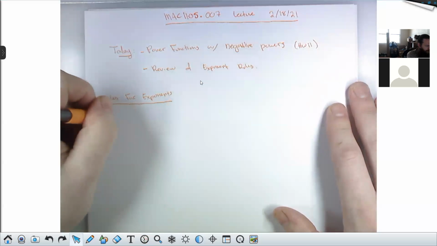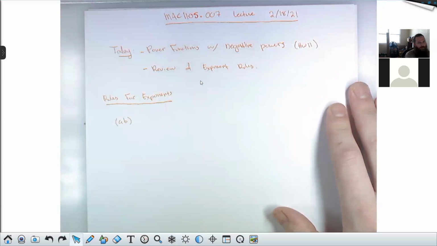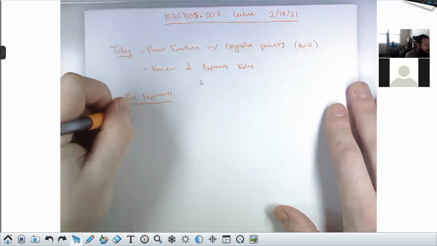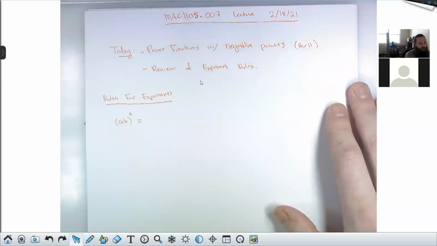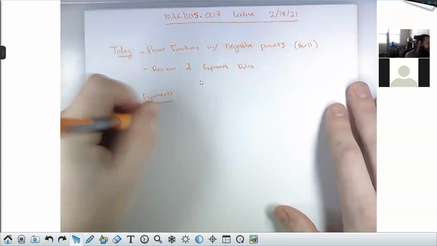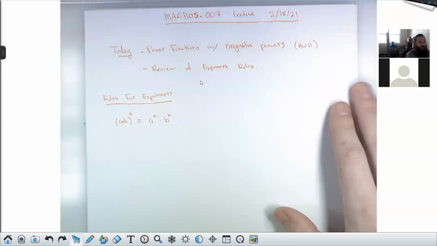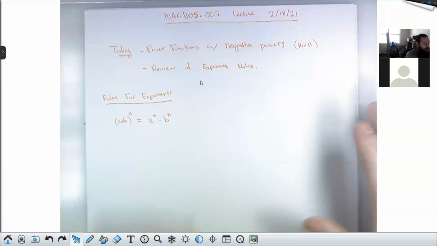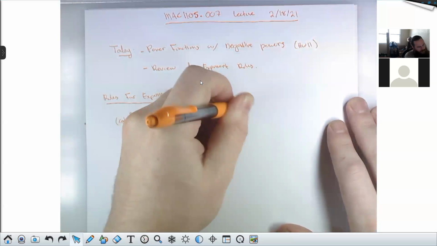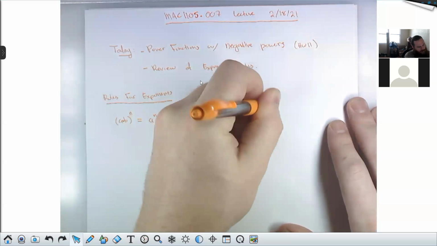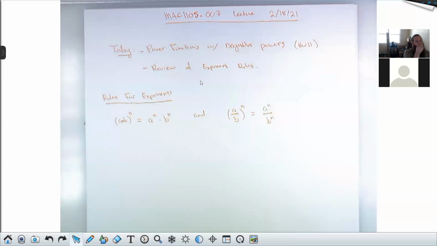are pretty important. If you take two numbers, A and B, they could be variables, could be numbers, could be whatever, and you raise them to a power. As long as these two numbers are being multiplied, as long as the operation that's going on in here is multiplication, then you can give that power to each one of them on their own. It doesn't work for addition or subtraction, but it works for multiplication and division. So exponents do distribute nicely over multiplication and division.